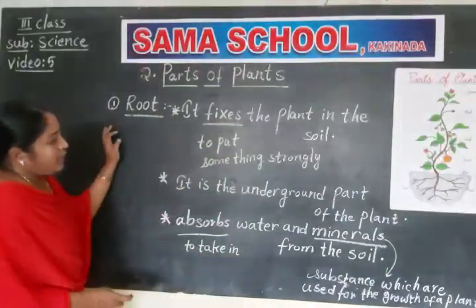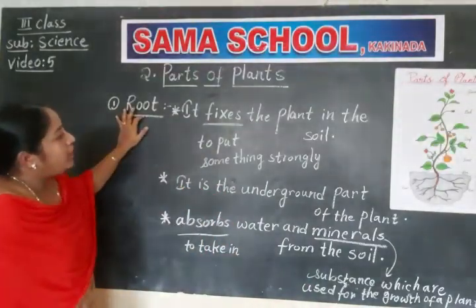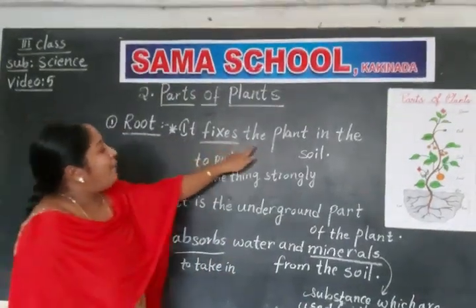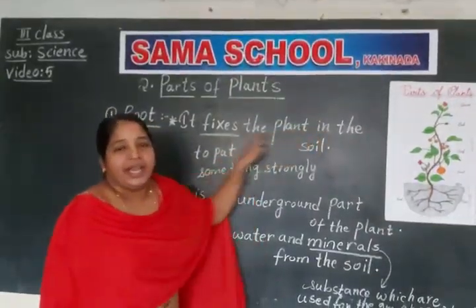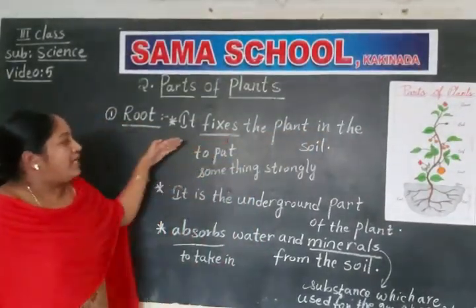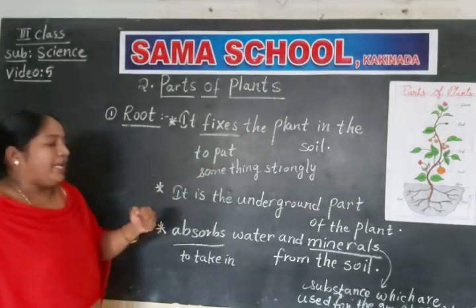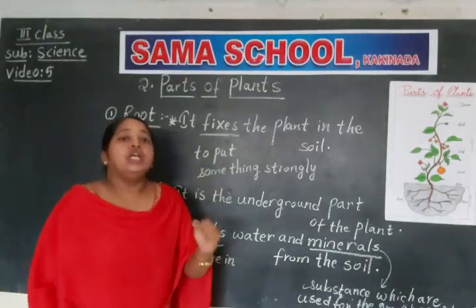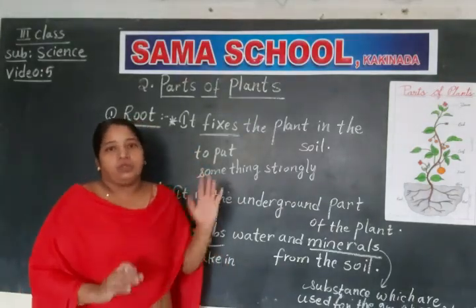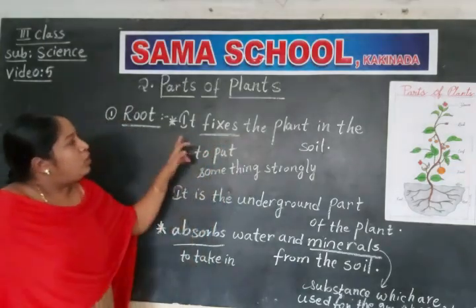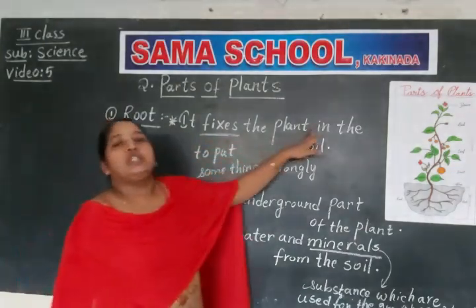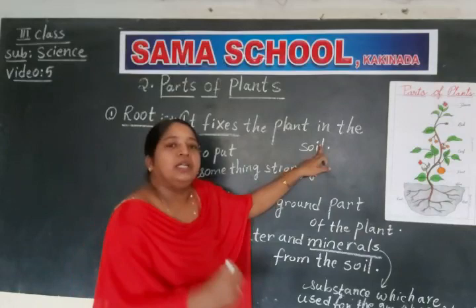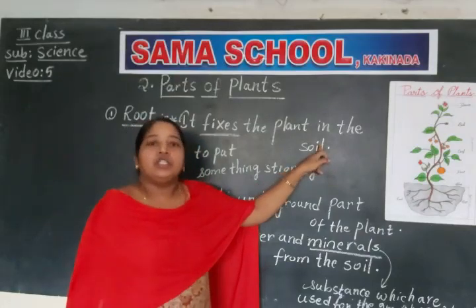Now tell me, what are the uses of root? It fixes the plant in the soil. Fixes means to put something strongly so that it will not move. So it fixes the plant in the soil. That's why we feel difficult to pluck a plant from the soil.